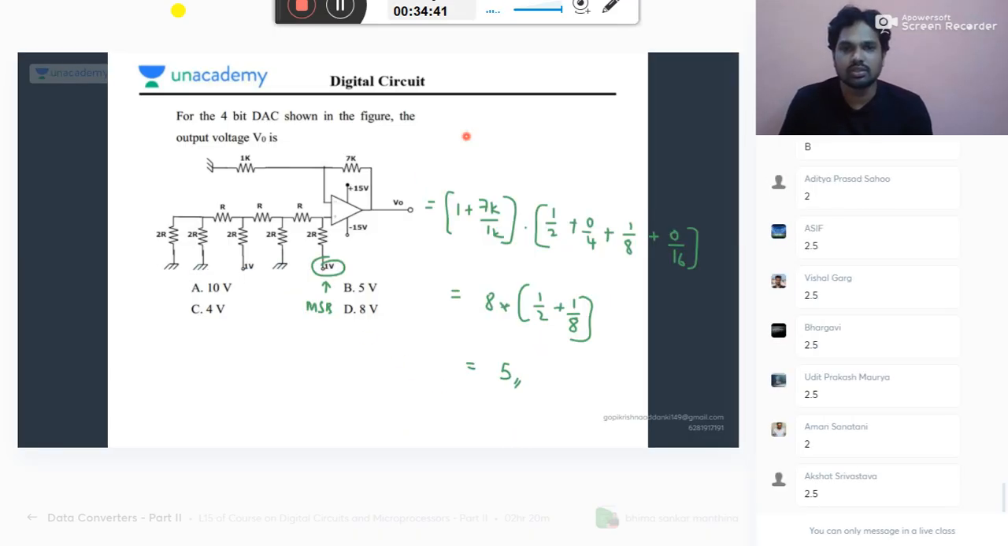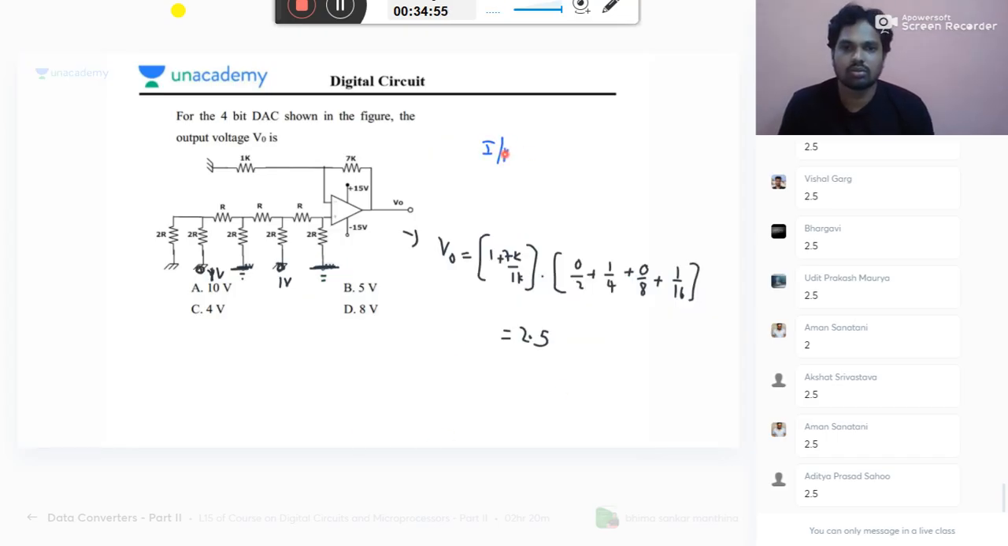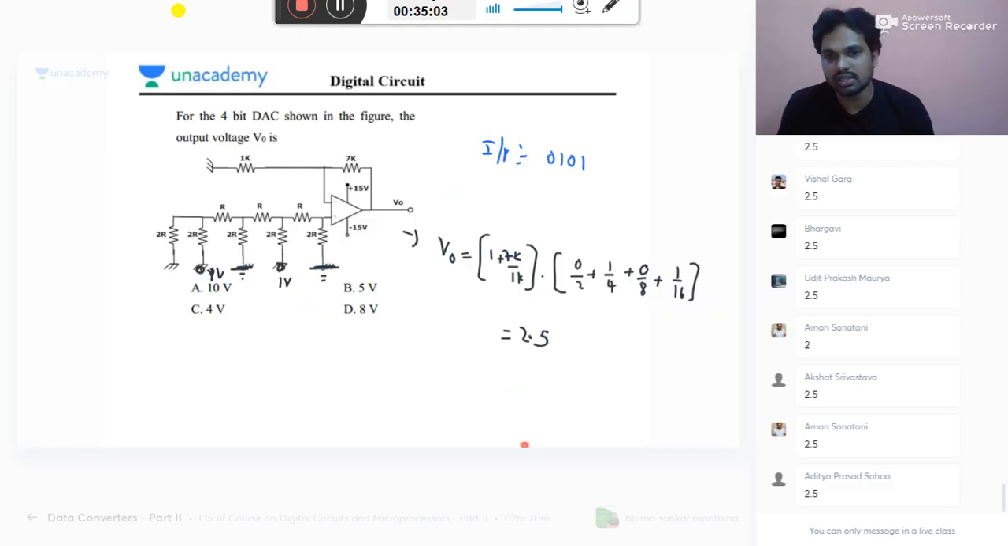Here the input is 1010. Here what is your input? 0101, that is, your input is here decimal 5, and the earlier input was decimal 10, and you got 5 volts. Your input is decimal 5. How much did you get? Half of it or not? When the input is half, your output is also half. That is what you need to observe here.